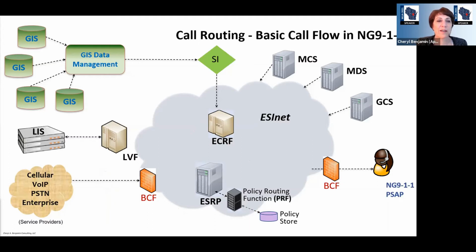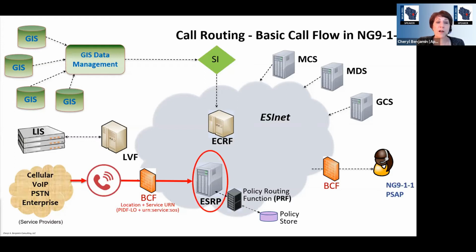Okay, so you have your 911 call. It's going to be sent from the device with its location in PIDF-LO format, and it's going to request that SOS service. And it's going to send it to the border control function into the ESInet. Now your ESRP, that's your traffic cop, is out there looking for help. And it says, hey, I can help you. And it's going to take the SOS service request in the PIDF-LO format, and it's going to send it to the ECRF.